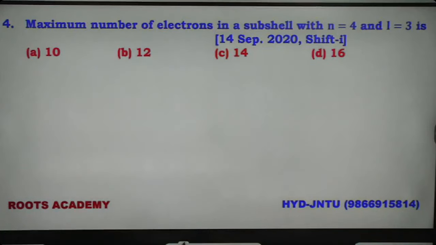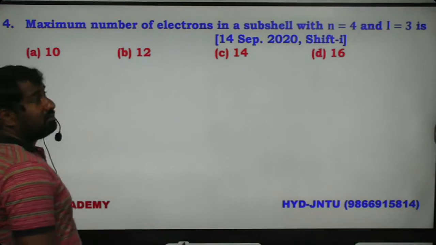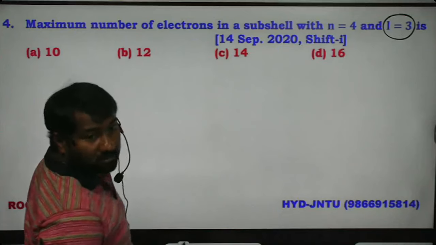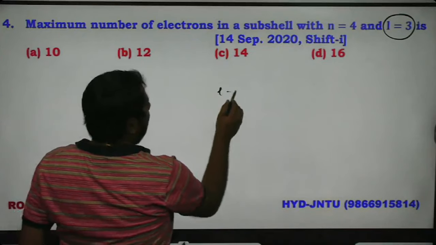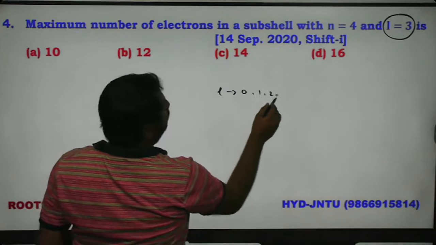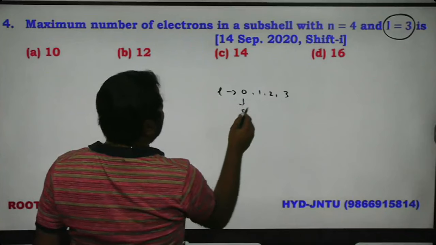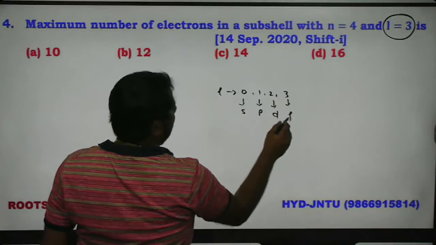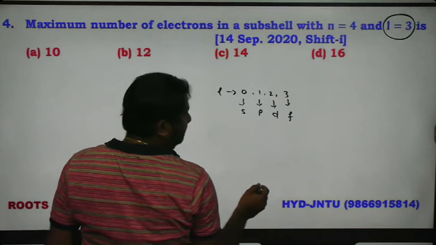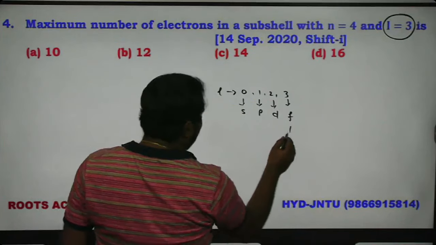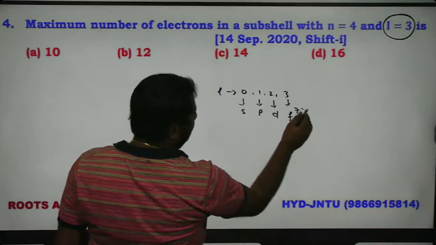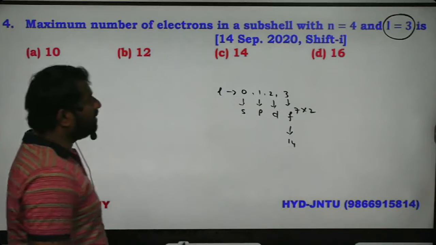Maximum number of electrons in subcell n = 4, l = 3. l = 3 means l = 0, 1, 2, 3 we gave. This is for s, this is for p, this is for d, this is for f. The maximum number of electrons: 14 electrons, because f contains 7 orbitals, 7 × 2 = 14.